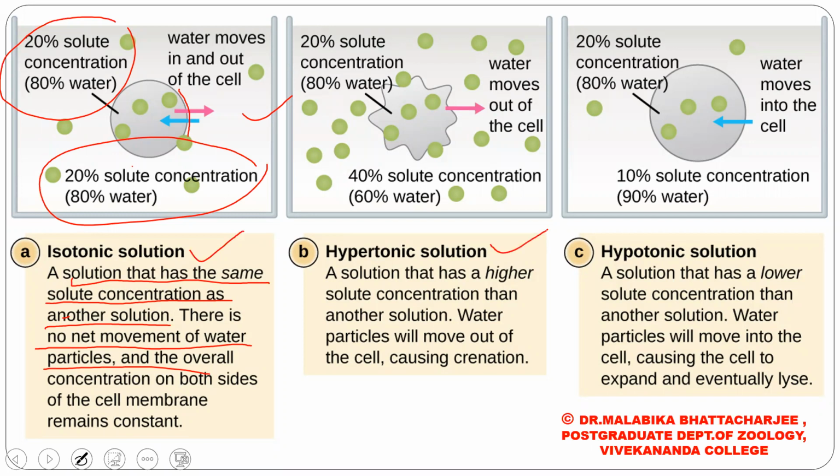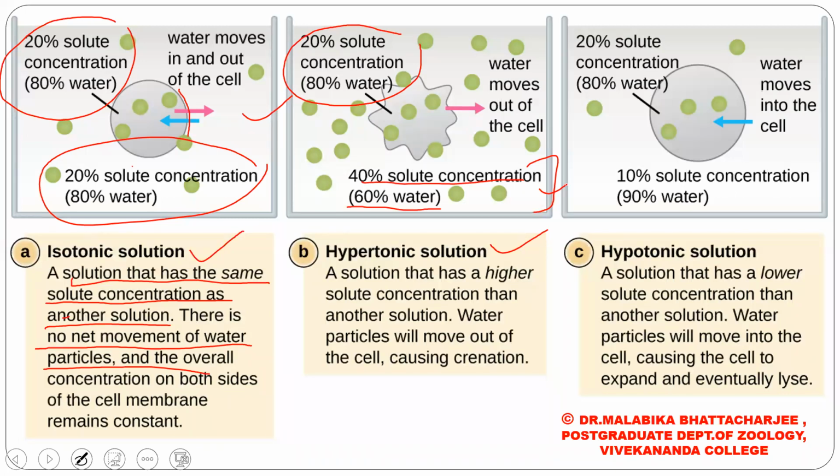Now we're coming to a hypertonic solution. Look at the picture. This is the interior of the cell, 20% solute concentration and 80% water. And consider the exterior environment of the cell. We are having 60% water, and the solute concentration is 40%. So this is a more concentrated solution.